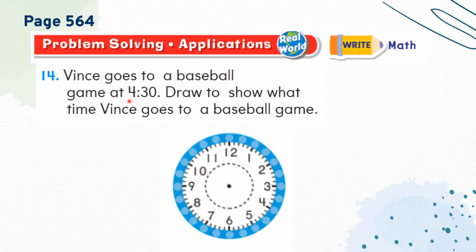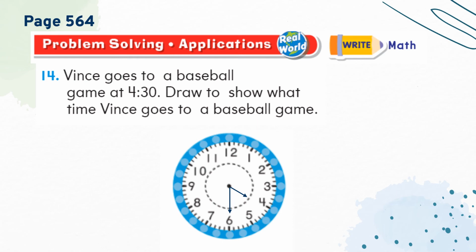It says 4:30. So if it's 4:30, it means my hour hand should be in between number 4 and 5. So here is my hour hand. It is in between 4 and 5. And the next thing I have to do is draw the minute hand. It says 30 minutes. So where will I point my minute hand on the analog clock? Let's see. It's 5, 10, 15 minutes, 20, 25, 30. So I have to draw a minute hand that should point at 6, and this now shows the time 4:30 on the analog clock.